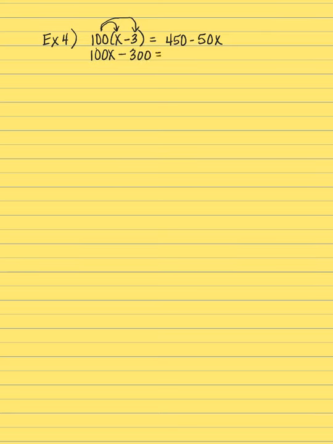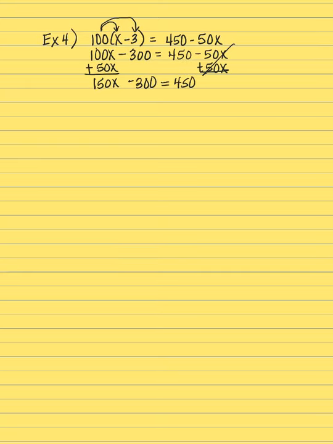Bring down your equal sign, and then copy down what's on the other side of the equation, minus 50x. And then let's go ahead and solve by locating my variables on the left and the right, and the minus 50x is the smallest. So let's do the opposite and add 50x on both sides. That will give me 150x. Bring down your minus 300 equals 450, and then cancel out your plus and minus 50x.